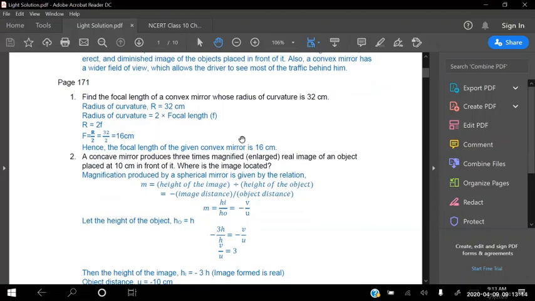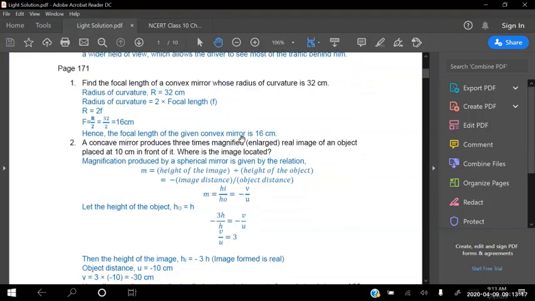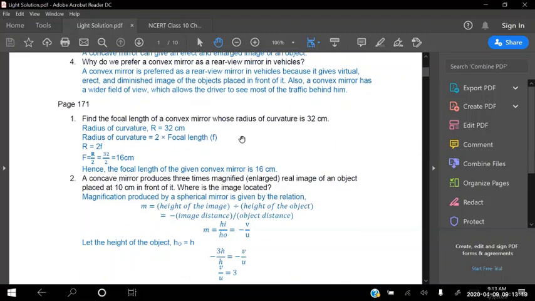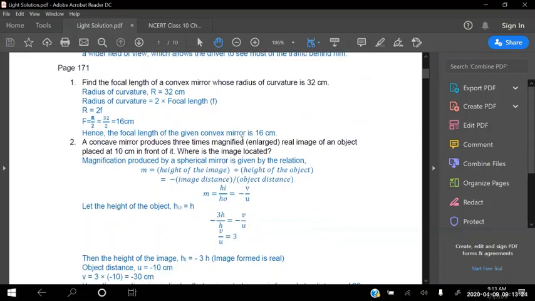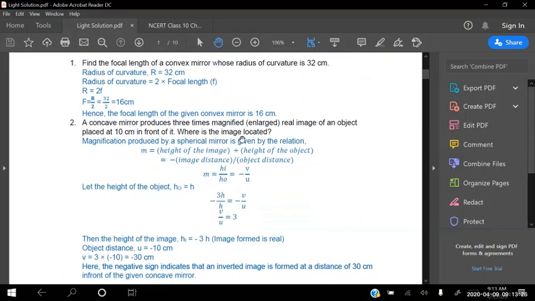Find the focal length of a convex mirror whose radius of curvature is 30. Now it is page number 171. Refer to page number 171. Find the focal length of a convex mirror whose radius is 32. You just have to divide it by 2.